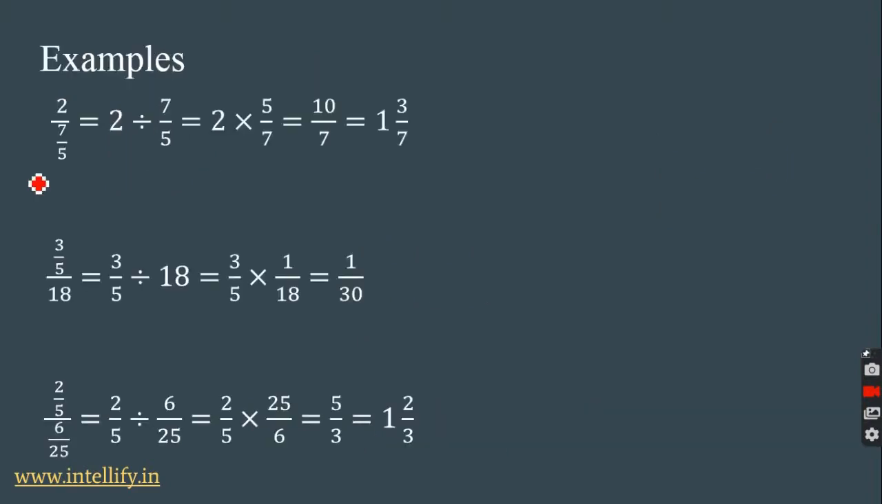So here are some examples. 2 by 7 by 5. So here this is the bigger line. So we can represent this as 2 divided by 7 by 5.